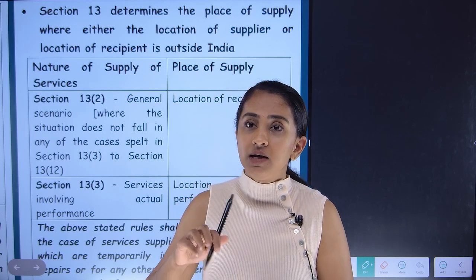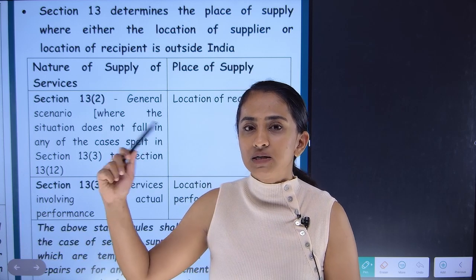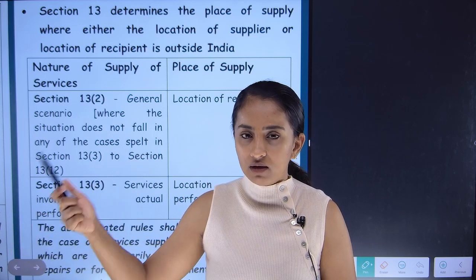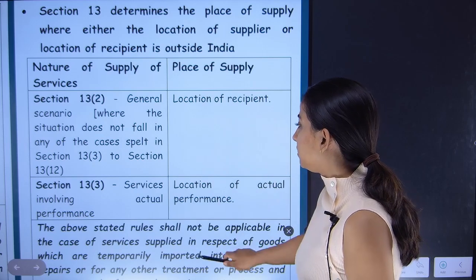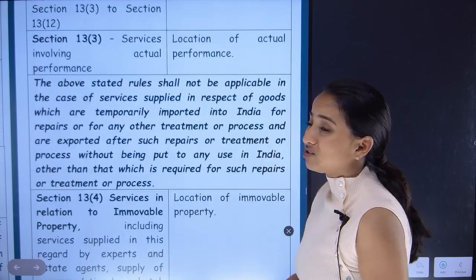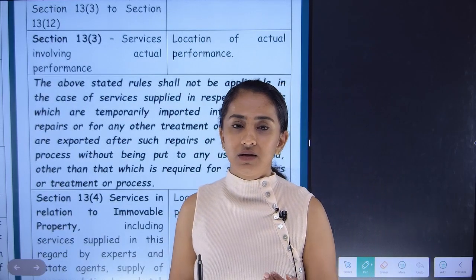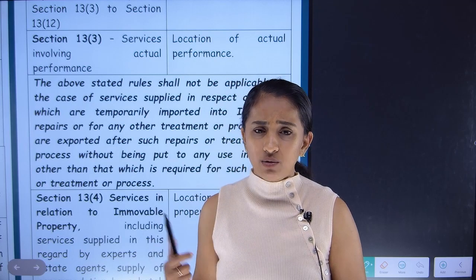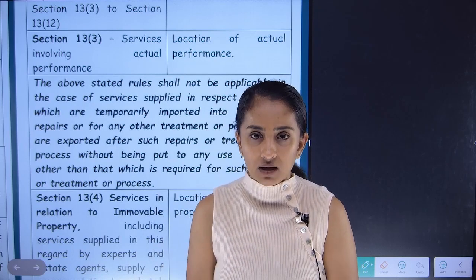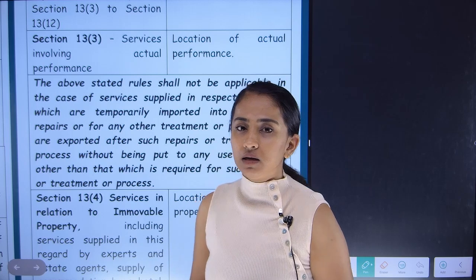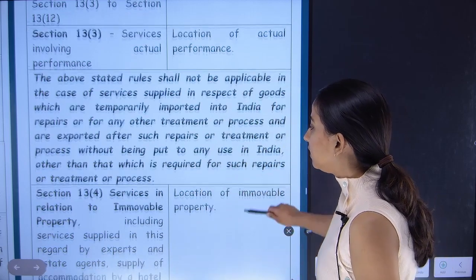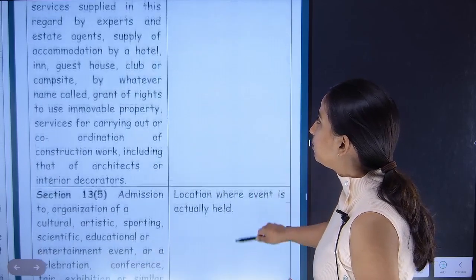When you export, this is going outside the country. Who is receiving? The foreign country is receiving. Foreign country will be the place of supply, correct? Okay. Location of recipient. Now, if it involves actual performance of service, let's say, I told you, some particular service you're giving, then where are you performing that service? That will be the place of supply. Okay. Now, services in relation to immovable property.